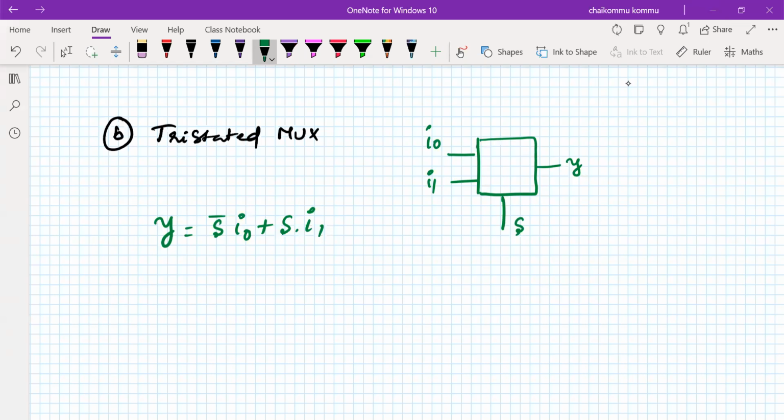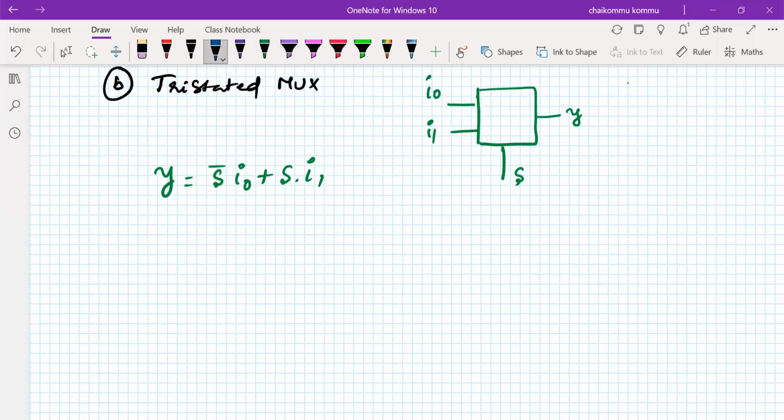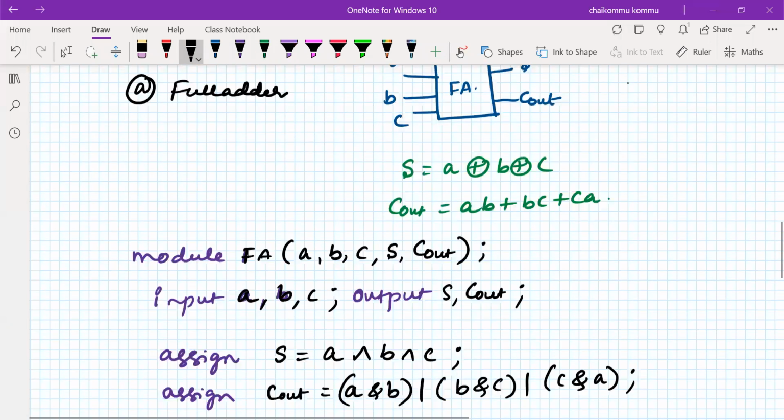So even if you're asking for the tri-stated mux, I'll use the same equation. Even if you're asking for the mux using basic gates, I'm using the same equation. Therefore, it is independent of whatever circuitry you are using. That's what you have to remember. So this equation shall be right. Okay, let us write the module. What is the name of this module? Did I write my module name here? Yeah, mux.